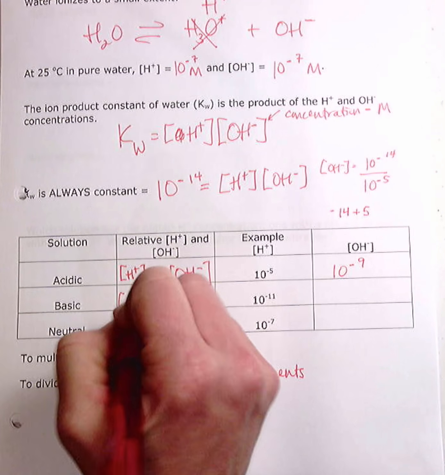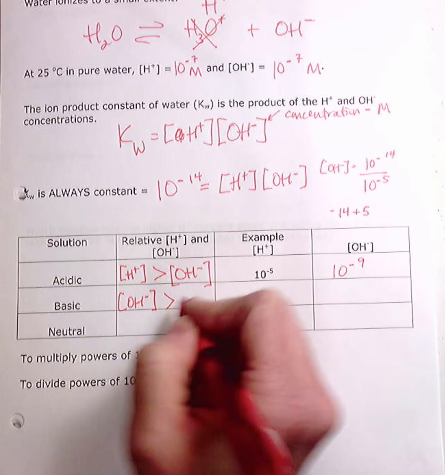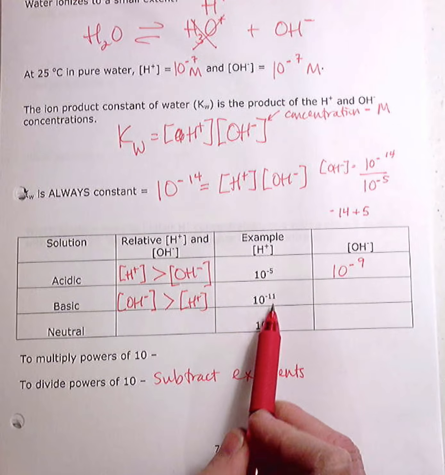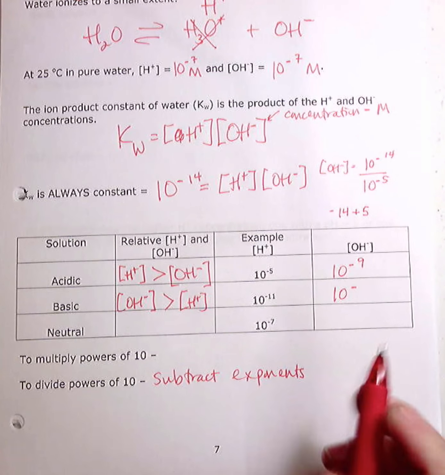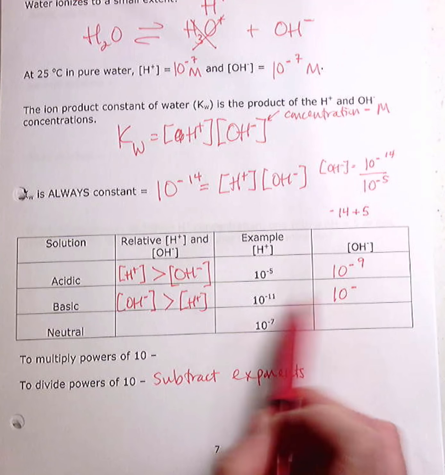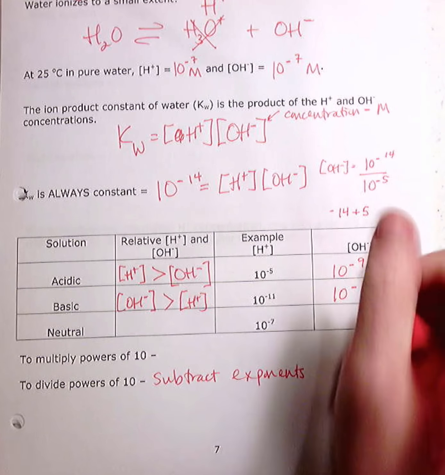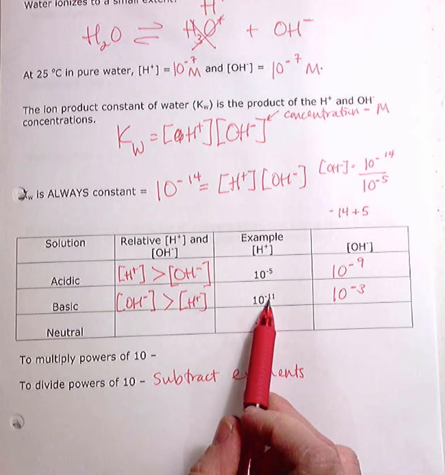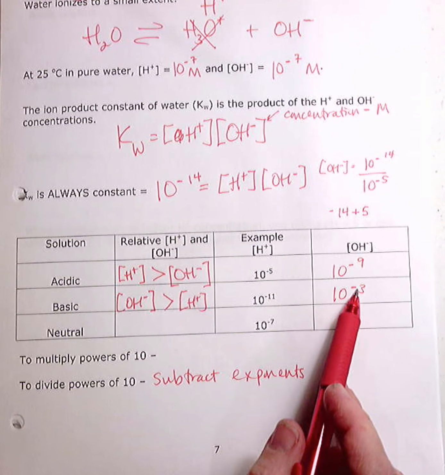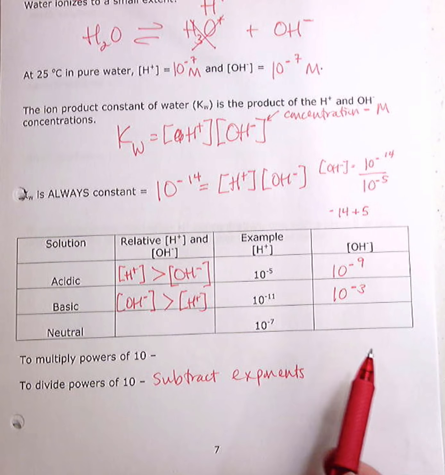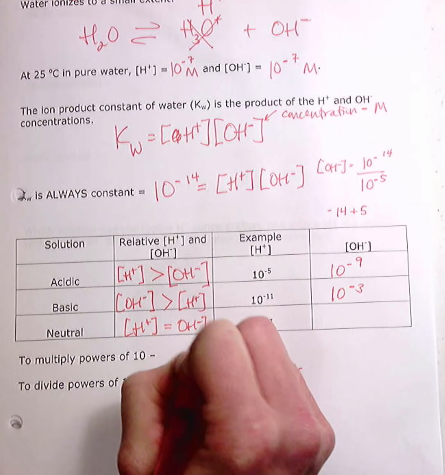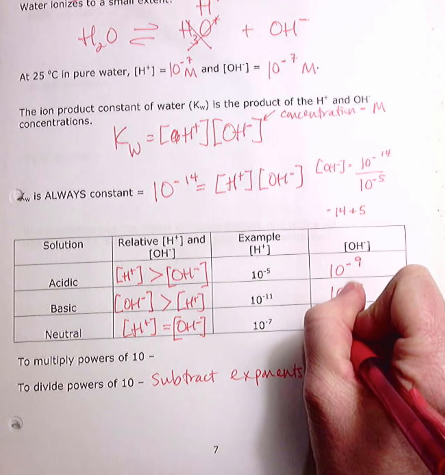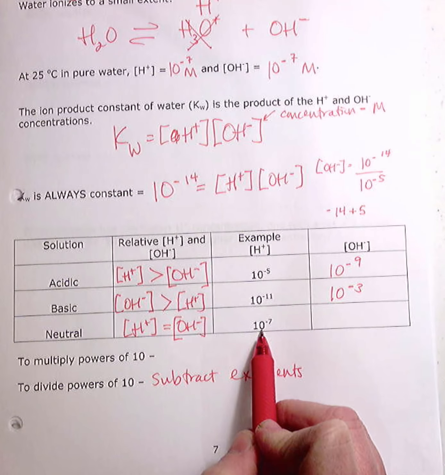In a basic solution, you're going to have your hydroxide ion being greater than your hydrogen ion. So when you have the hydrogen ion at 10 to the negative 11th, which is actually really small, your hydroxide ion is going to be 10 to the whatever plus this gives you negative 14. So if you have 10 to the negative 3, negative 11 plus negative 3 gives you negative 14. And if it's neutral, your H plus is going to equal your OH minus. So if you have a hydrogen ion of 10 to the negative 7, your hydroxide ion would be 10 to the negative 7th as well.